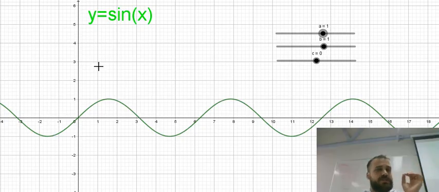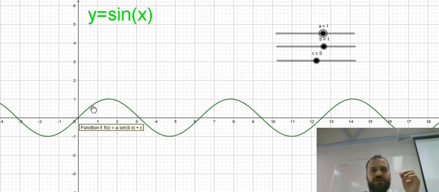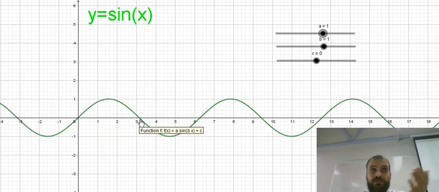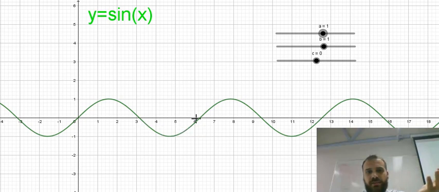So here we have a sine curve, y equals sine x. This is the most basic of sine curves. You can see it passes through the origin, it goes up to 1. It has a period of 3.14, which is pi. It has a period of 6.28, which is 2 pi. That's once around the circle. And that's about it. Let's see what happens when we change the a value of this.